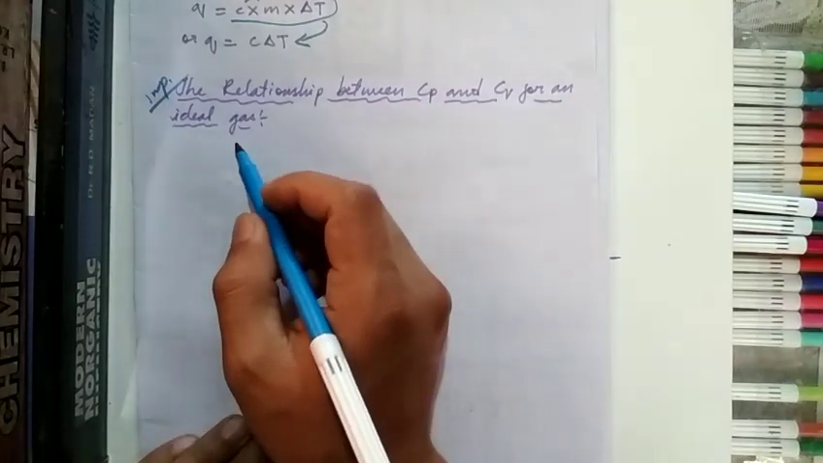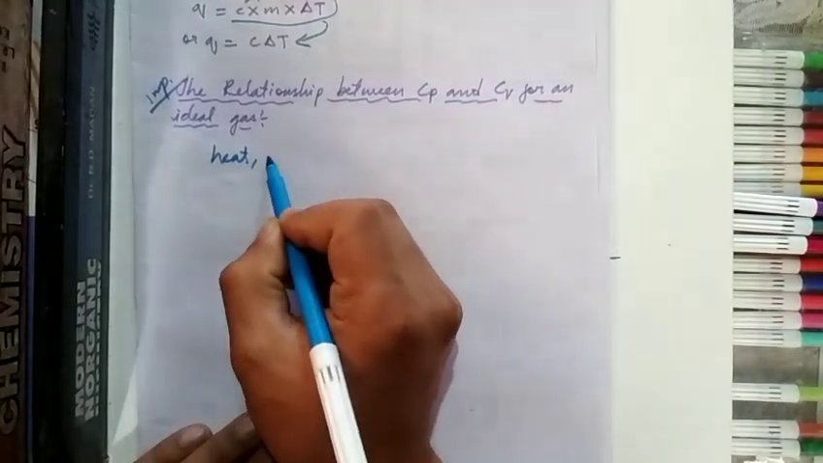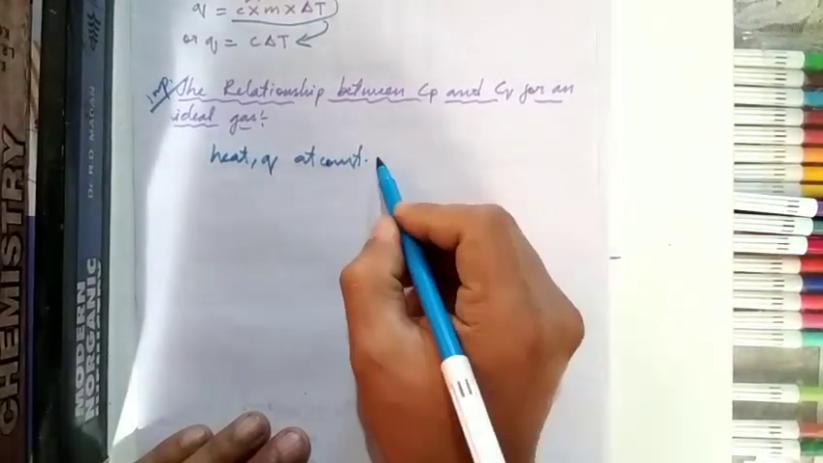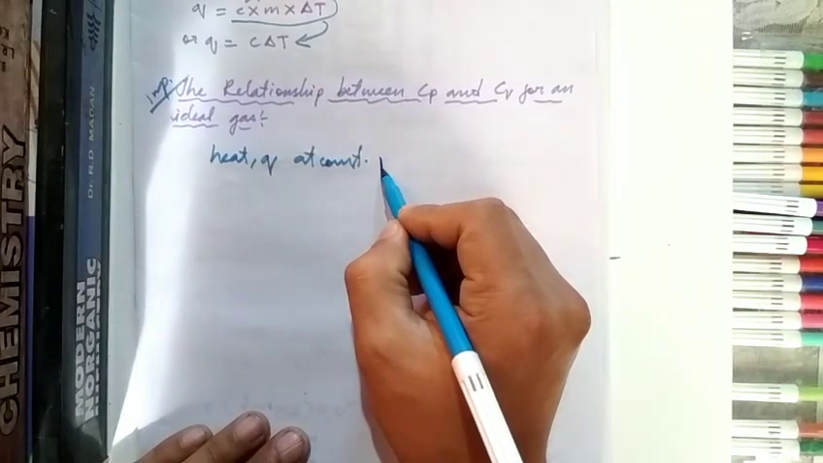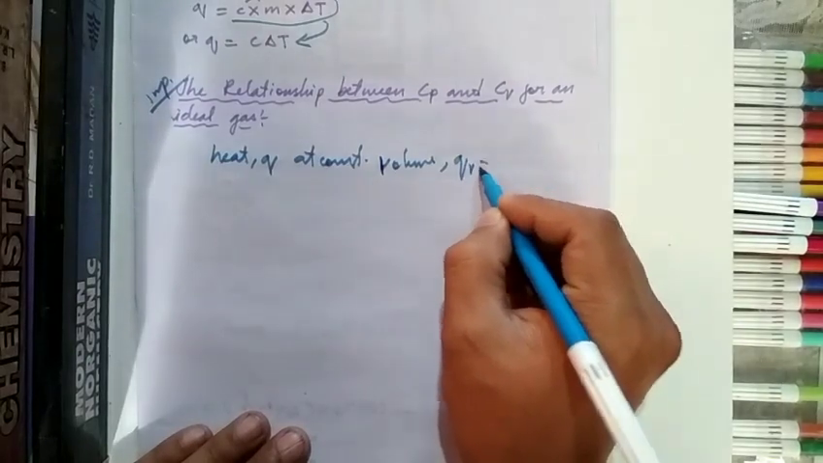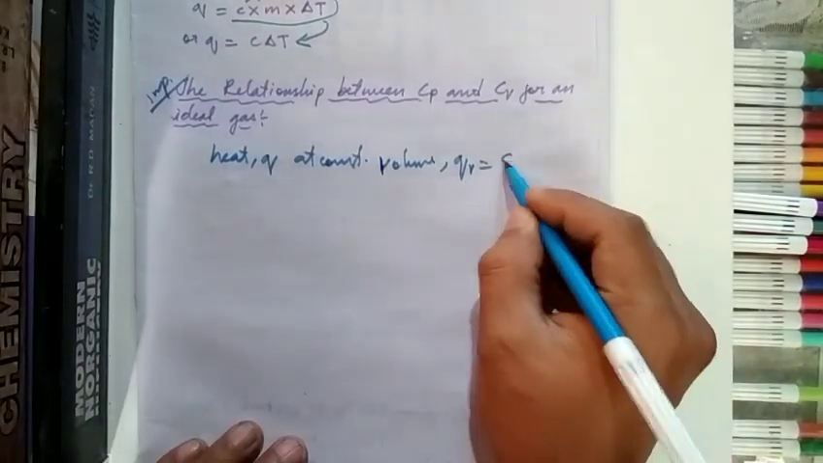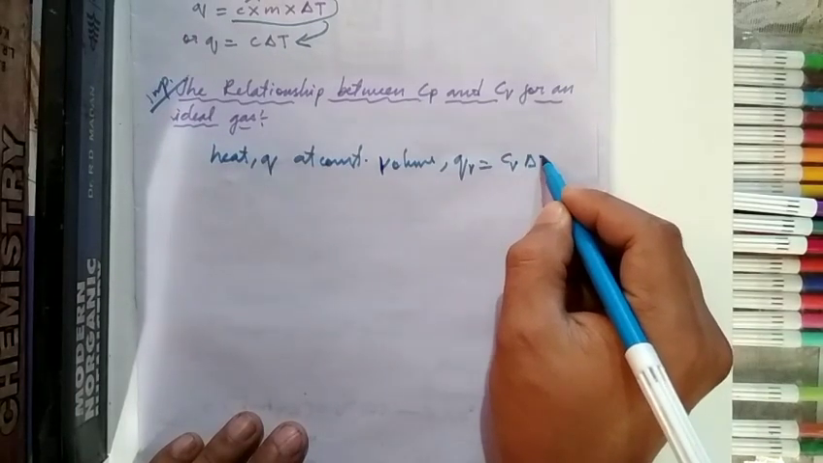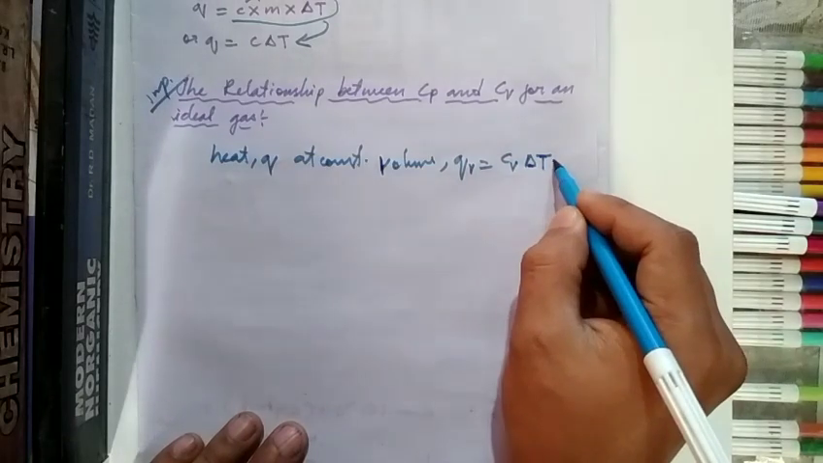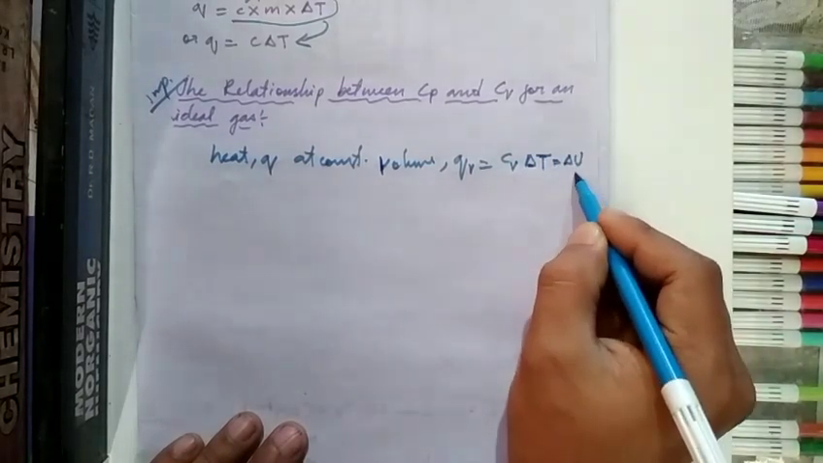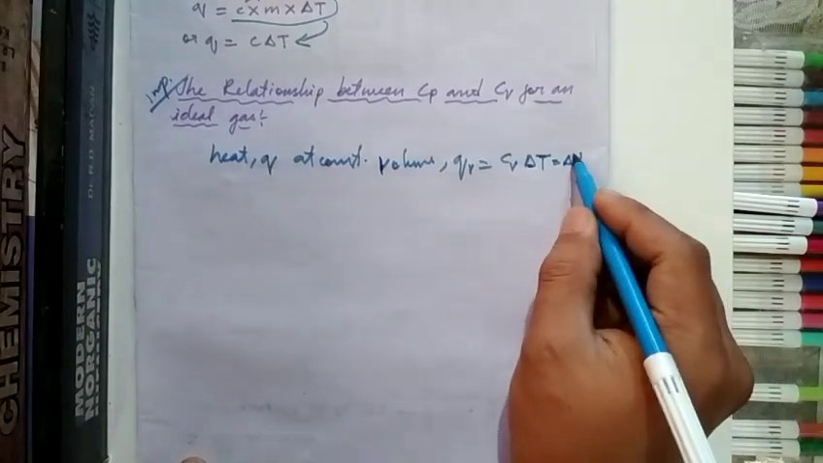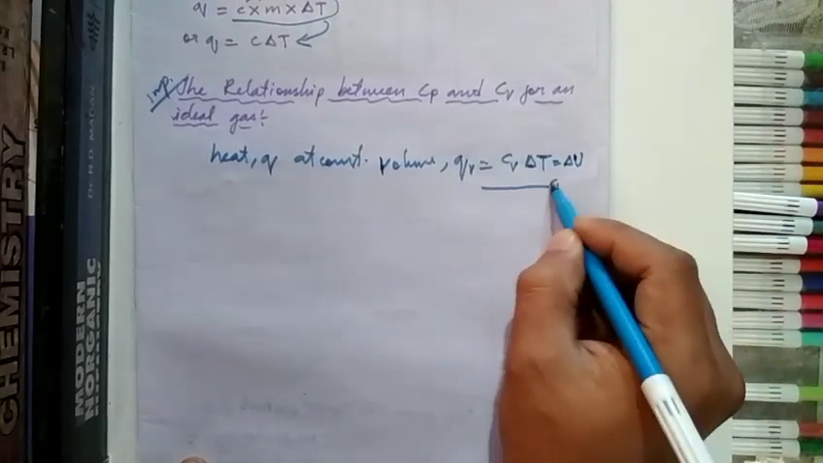Now let's write the equation. Heat, denoted by Q, at constant volume, Qv, will be Cv delta T. This V denotes constant volume. So this is equal to delta U, sorry, not enthalpy, internal energy.